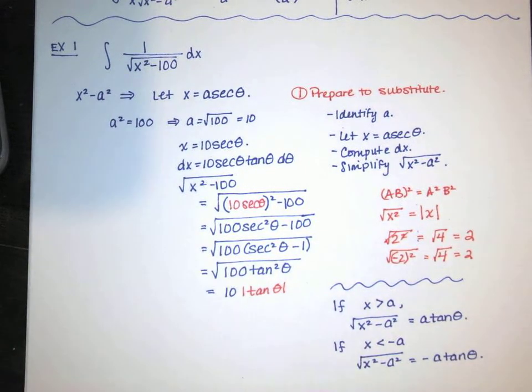Now, this time we got lucky. There were no bounds. If there are no bounds, you can just assume it's positive tangent of theta, and your answer might be off by a sign. If you take the derivative, you'll still get this function back. Everything will work out just fine. But technically, we should have the absolute value of tangent of theta right here.